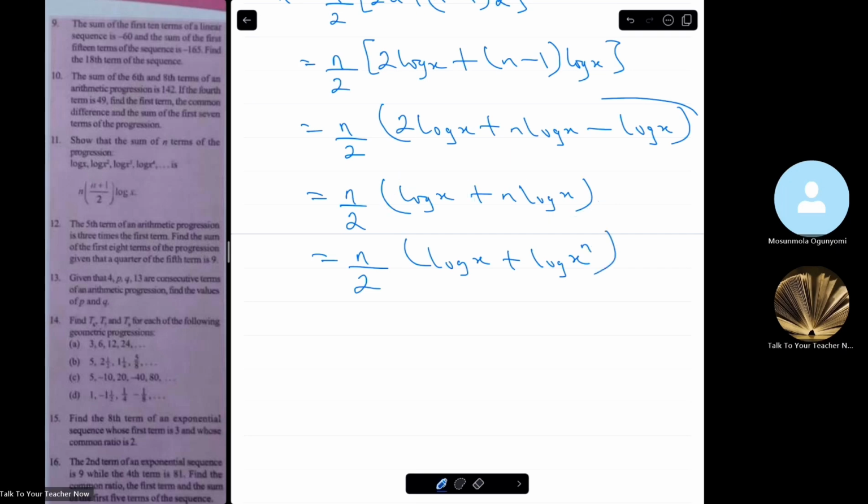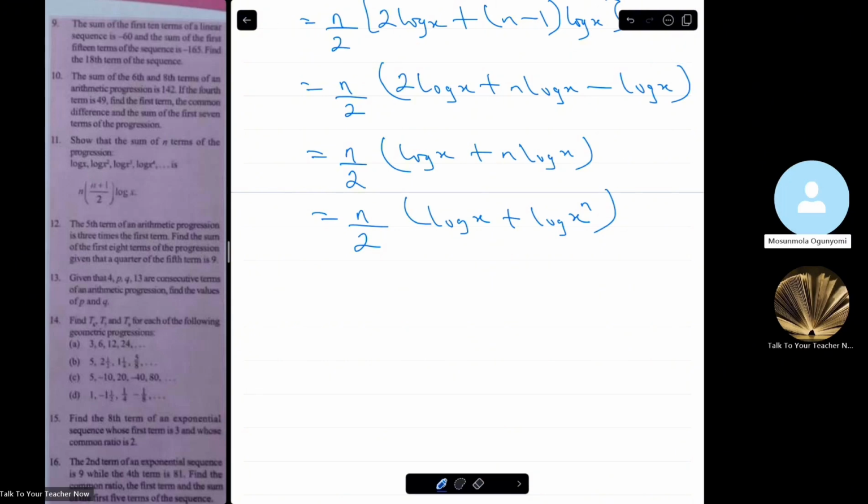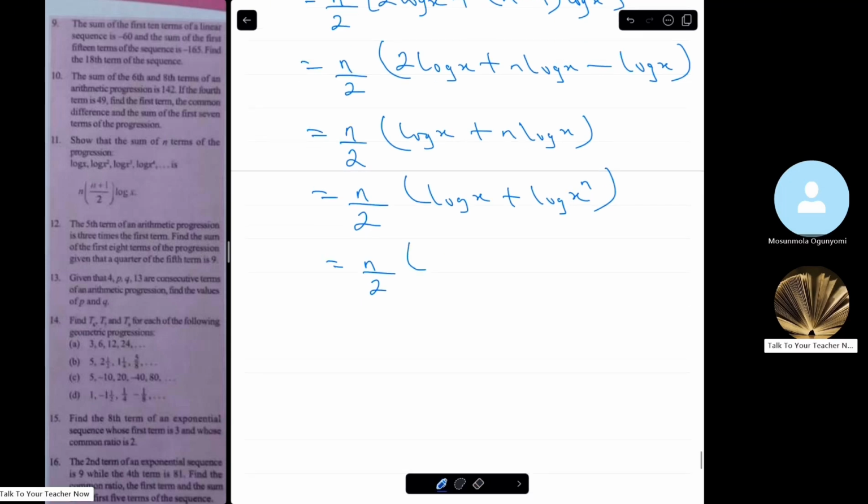Do you understand? When I combine the logarithms, what does it become? Log p base b plus log q base b is what? Log pq base b. Do you understand that? So that will be log x times x raised to power n.